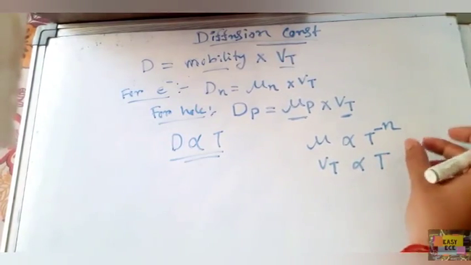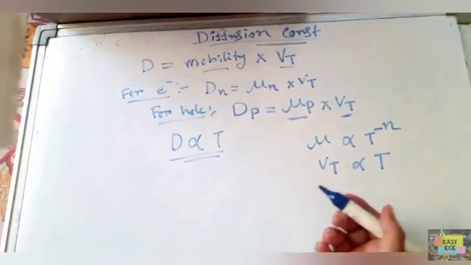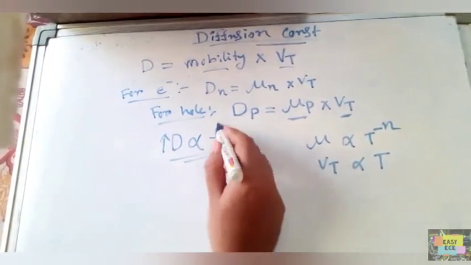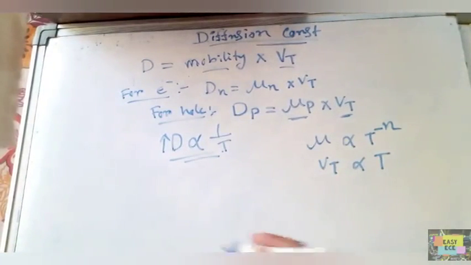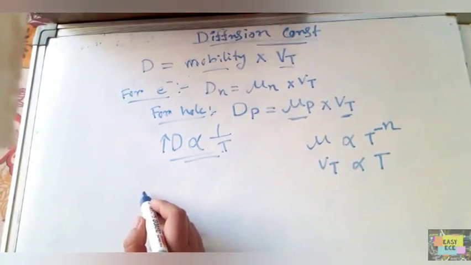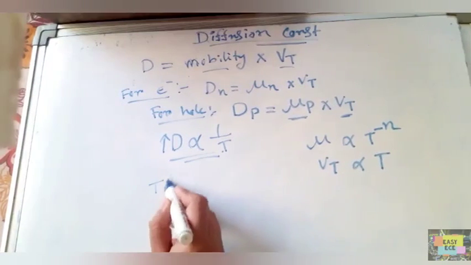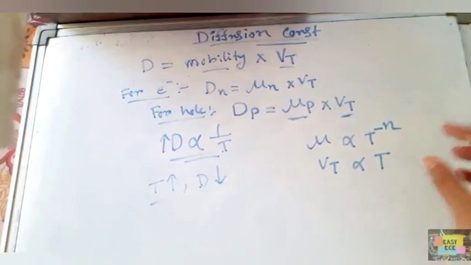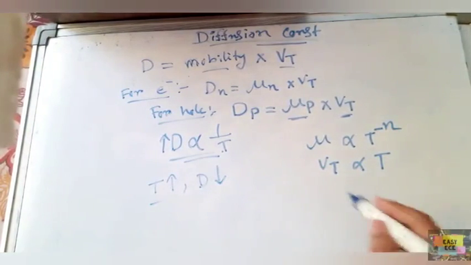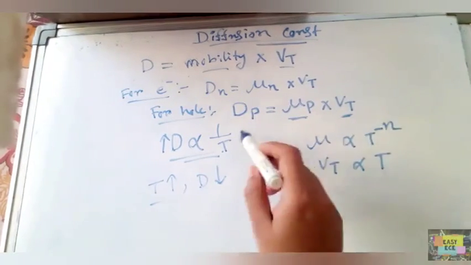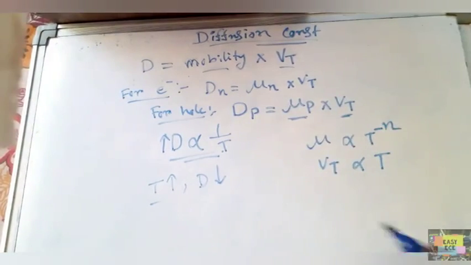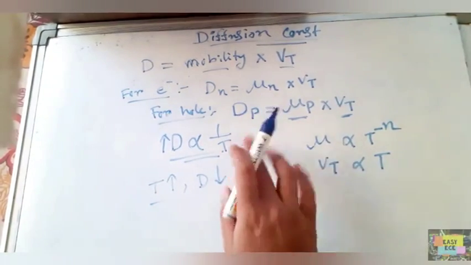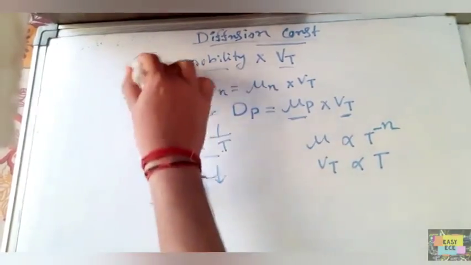Then obviously D depends on T to the power minus 1, that is, 1 by T. That means it is inversely proportional. That means if we increase the temperature, then D will decrease, because if we multiply this, the exponent is negative. So the temperature coefficient is negative. So D is inversely proportional to the temperature. Diffusion constant decreases with temperature.